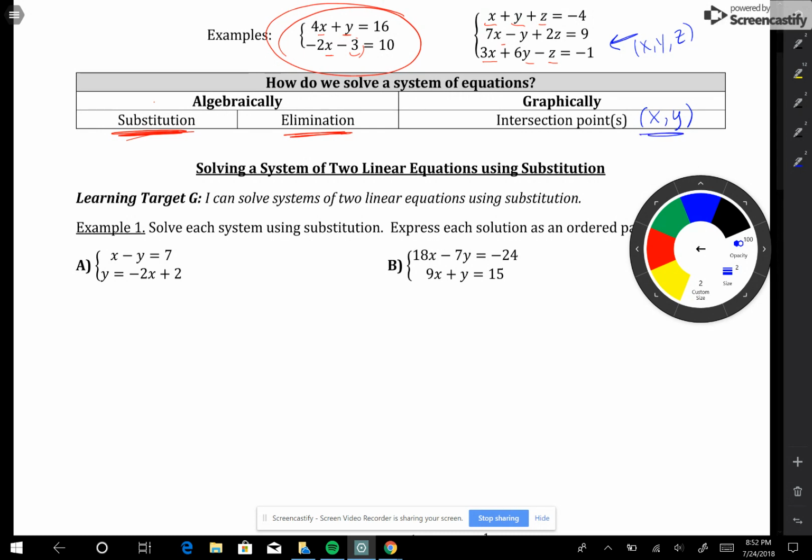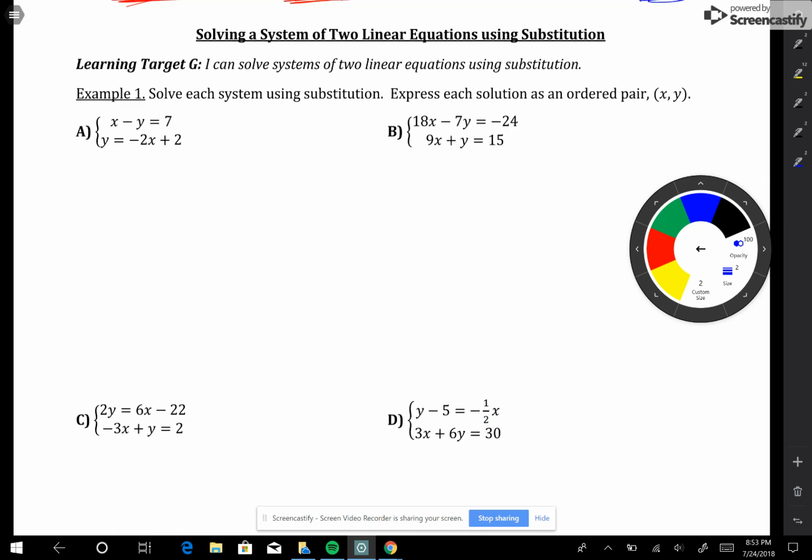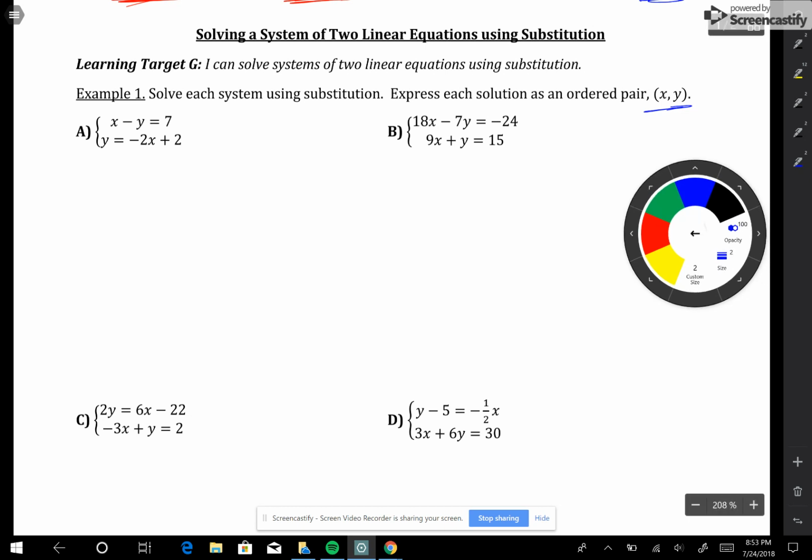Okay, so let's get to solving a system of two linear equations using substitution. Your learning target is: I can solve systems of two linear equations using substitution. Our instructions say solve each equation using substitution, express each solution as an ordered pair, x, y. That's very important because remember, these solutions represent the point where the two graphs intersect.